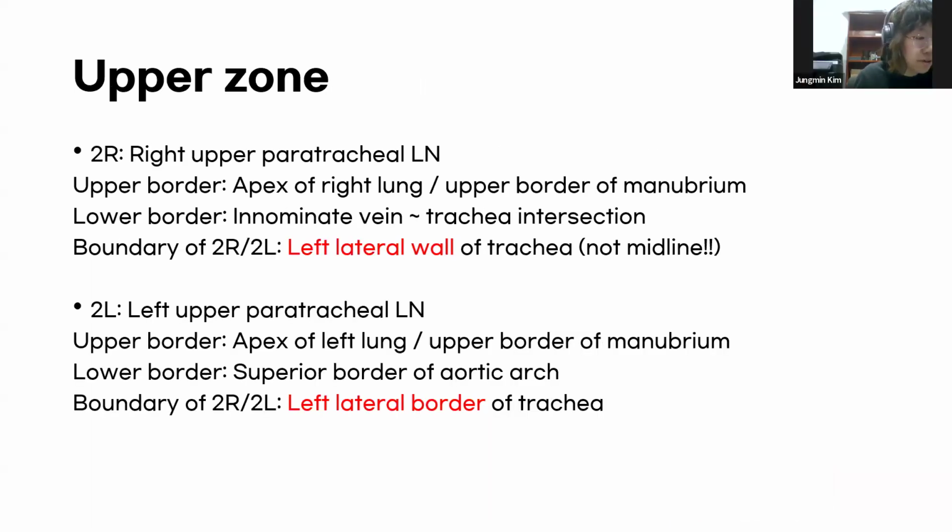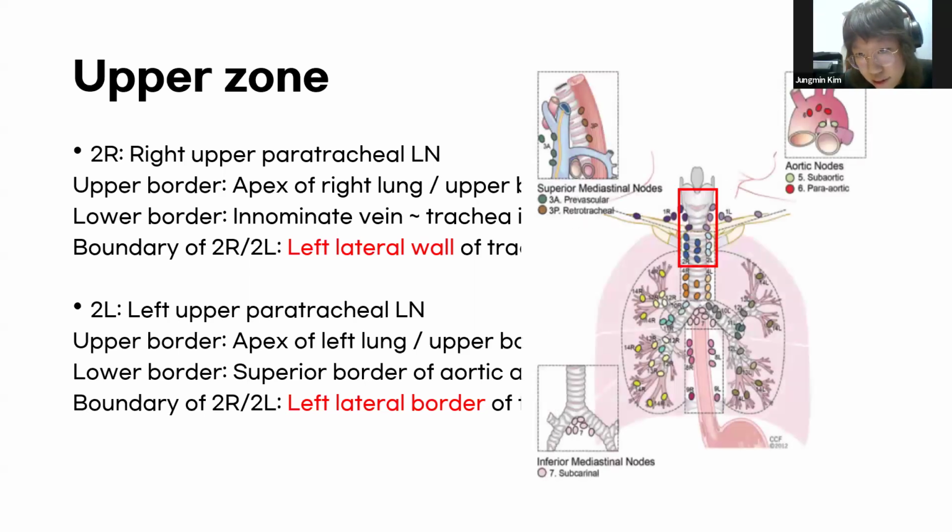Now we are moving down into the upper mediastinum. 2R and 2L are the upper paratracheal nodes. They sit beside the trachea in the upper chest, and the upper border of this zone is the apex of the lung, and the lower border is where the innominate vein or brachiocephalic vein meets the trachea. The boundary between left and right is the left lateral wall of the trachea. It's not the midline. So knowing this boundary is super important for correct classification. So what I'm talking about is the lymph nodes right here, here's the trachea, and the upper side belongs to 2R and 2L.